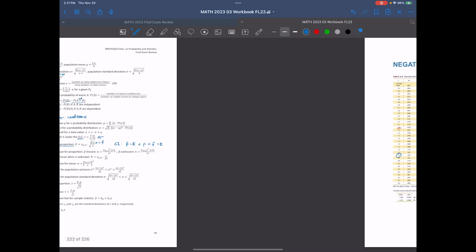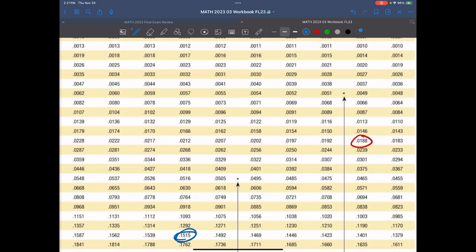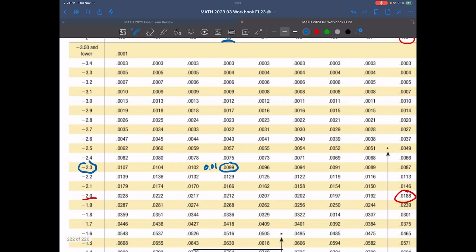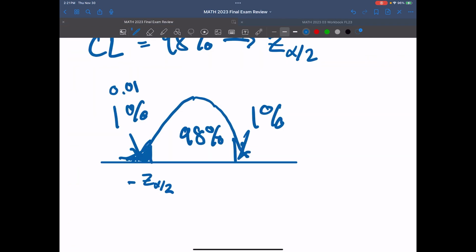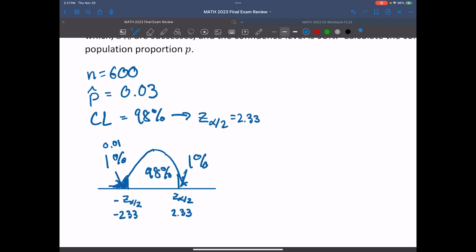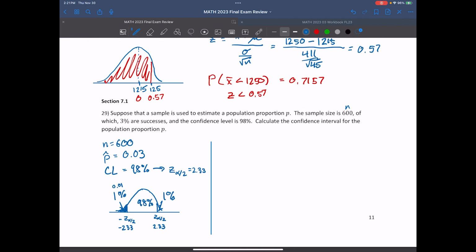So 0.01, let's see. The closest we get is right here. It's really like 0.01 is right there, but we'll just go ahead and do negative 2.33. So that's negative 2.33, and the positive z sub alpha over 2 is positive 2.33. Now let's use this to find the error.